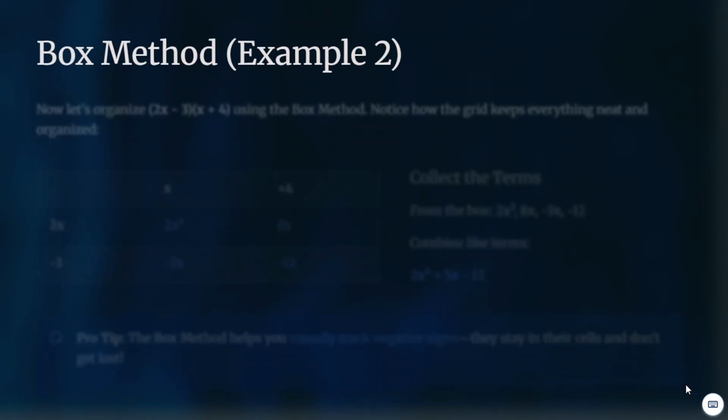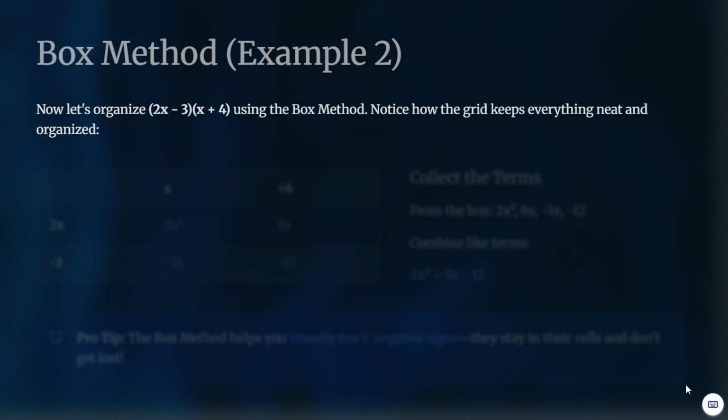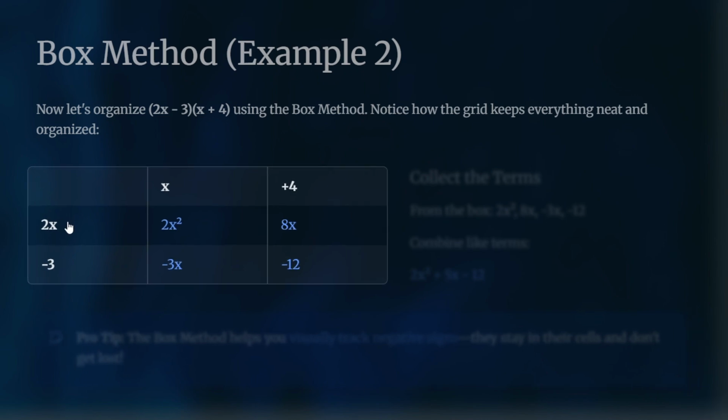Now for the box method. We're multiplying 2x minus 3 times x plus 4. So here's our grid. On the left hand side we have 2x minus 3, and on top we have x plus 4. So multiplying 2x times x, we have 2x squared. Negative 3 times x is negative 3x. 2x times 4 is 8x. And negative 3 times 4 is negative 12.